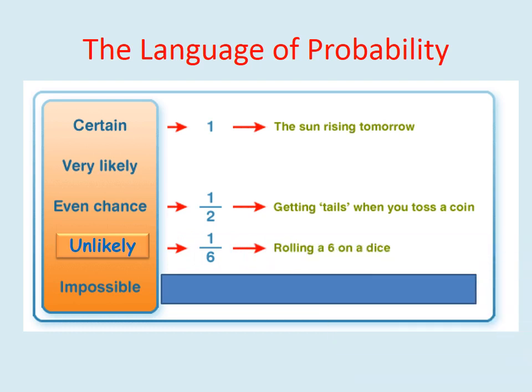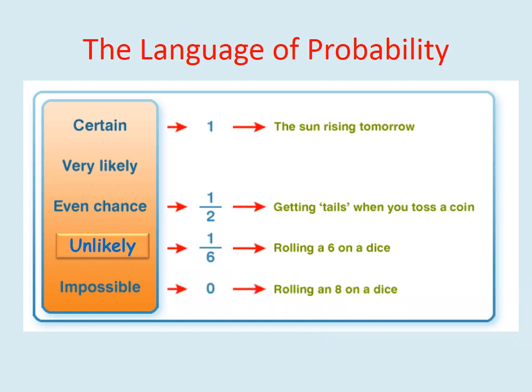Unlikely: it's unlikely to roll a 6 on a dice, because number 6 is one of 6 numbers. On a dice we have 6 numbers, so rolling a 6 is 1 out of 6. So it's unlikely. Impossible: rolling an 8 on a dice. Why? Because we don't have number 8 on a dice. So it's impossible to roll an 8 on a dice.